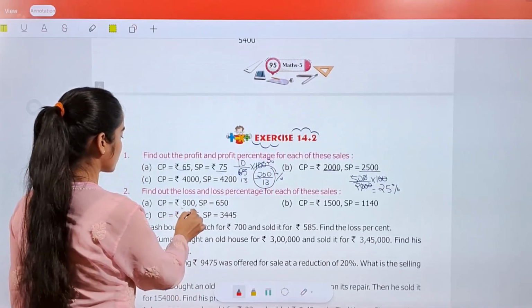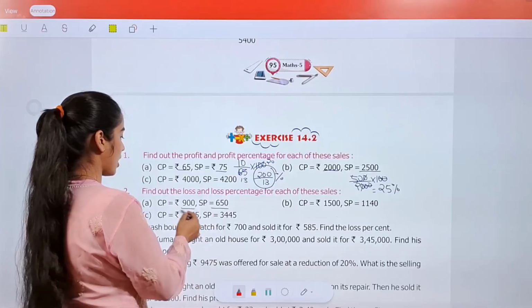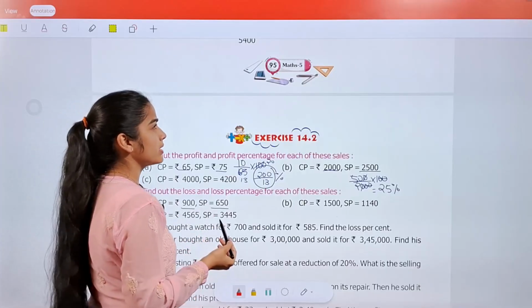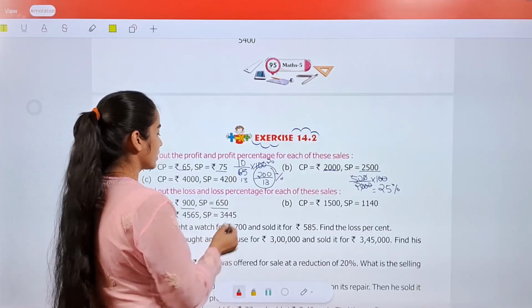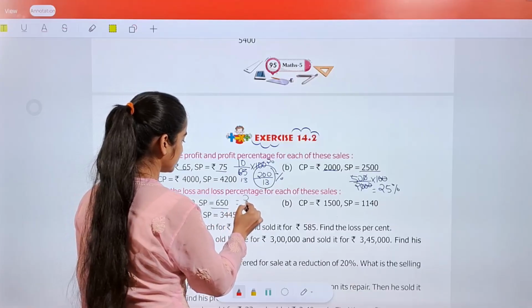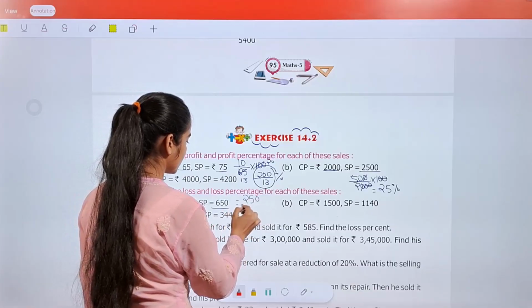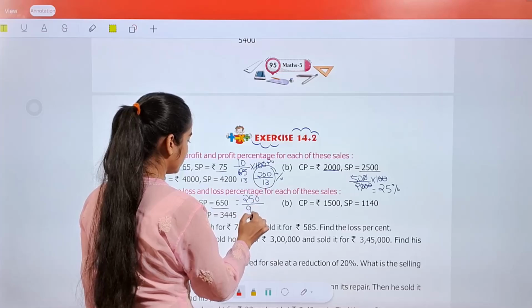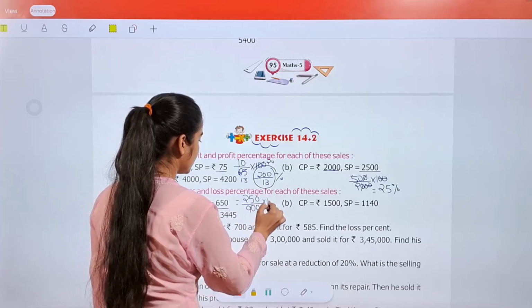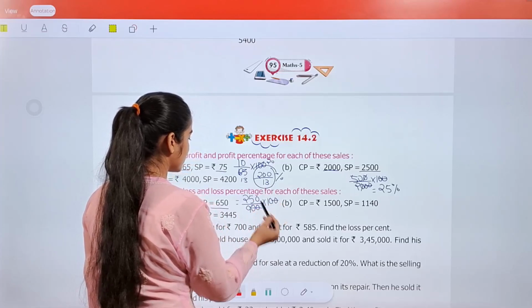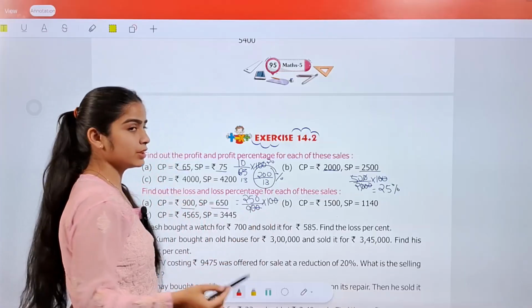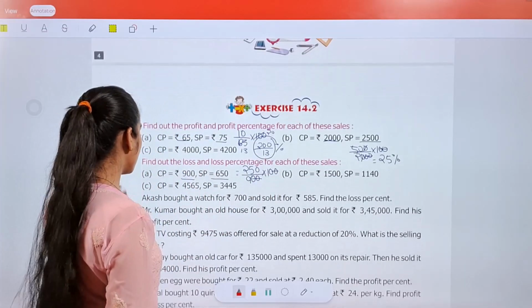Okay, find out the loss and loss percentage for each of the following. So this is your cost price, this is your selling price. So you have to subtract: 900 minus 650 is 250, upon 900 multiplied by 100. Two zeros cancel out with two zeros. Now you have to solve it. 250 divided by 9. This is your loss percentage.